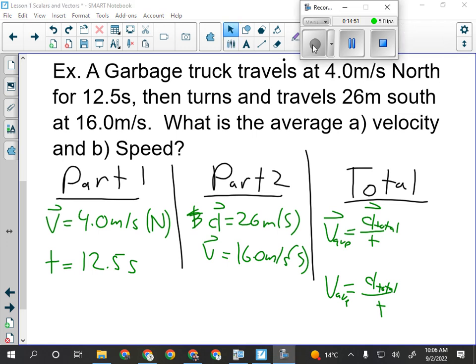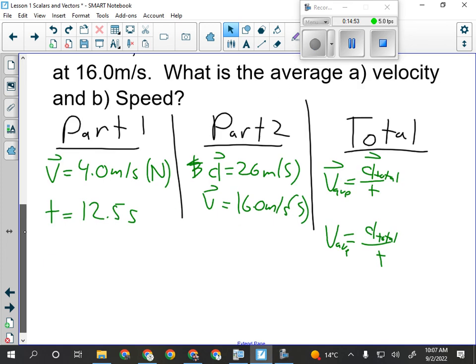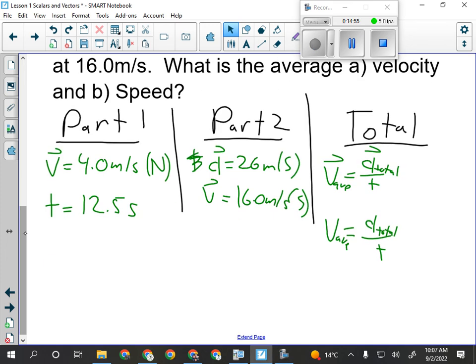Let's start with calculating the average velocity, because that's what we need. If I'm going to get average velocity, I need the total displacement and the total time. So that's going to mean the displacement for part 1 plus the displacement for part 2, divided by the time for part 1 plus the time for part 2. Okay? I mean, that's how you get totals, right?